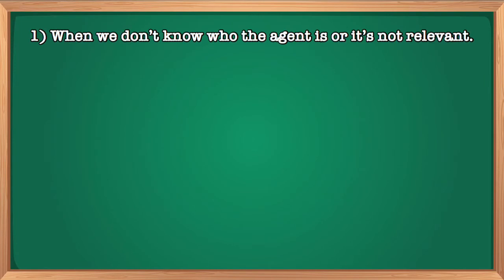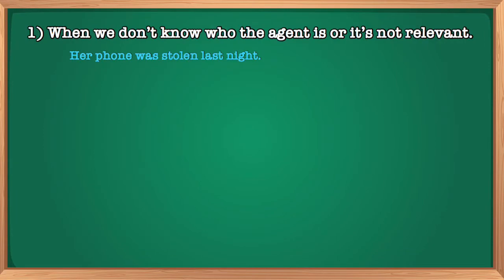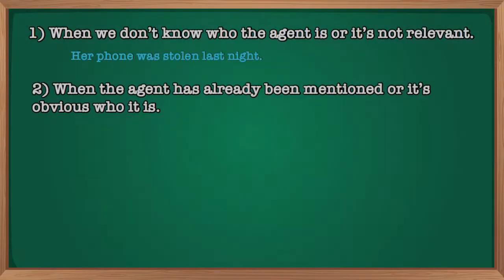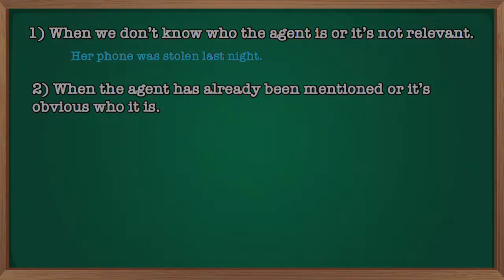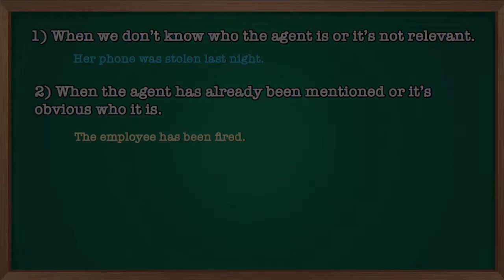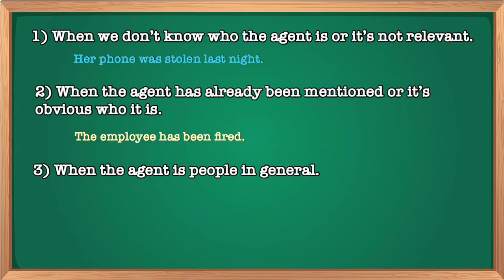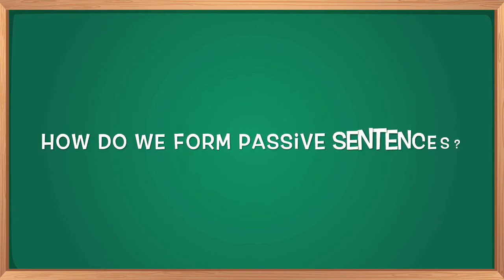The first situation is when we don't know who the agent is or it's not relevant, as in the example, her phone was stolen last night. The second situation is when the agent has already been mentioned or it's obvious who it is, as in the example, the employee has been fired. The third situation is when the agent is people in general, as in the example, public transport is used a lot in this city. Now that we know when to use the passive voice, let's see how these sentences are formed.